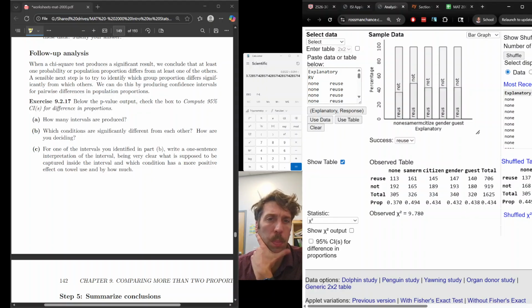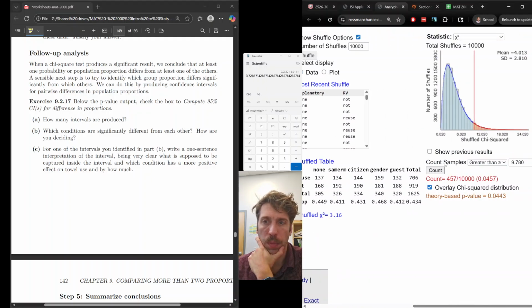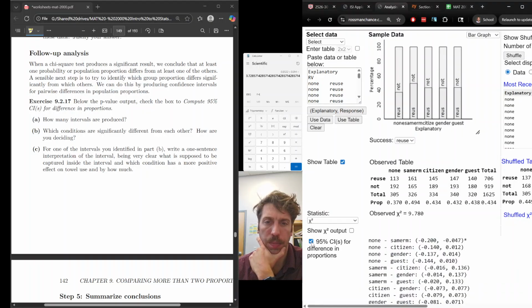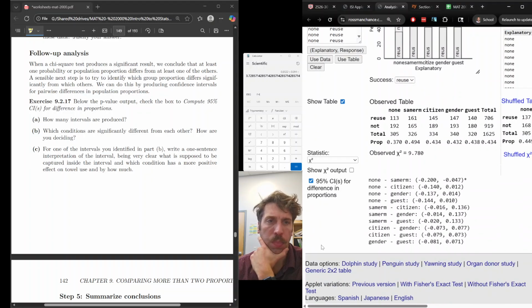Below the p-value output, check the box to compute 95% CIs for different proportions. Okay. Right, so it's on the very left right there. Okay. How many intervals are produced? All right, so you're going to have to count them. Which conditions are significantly different from others?